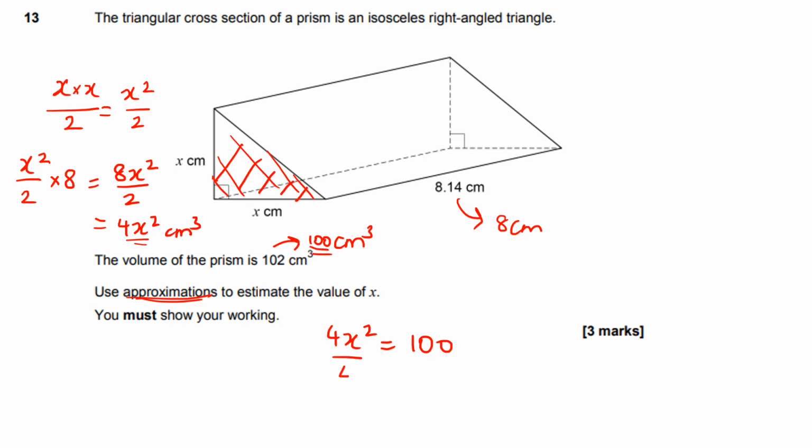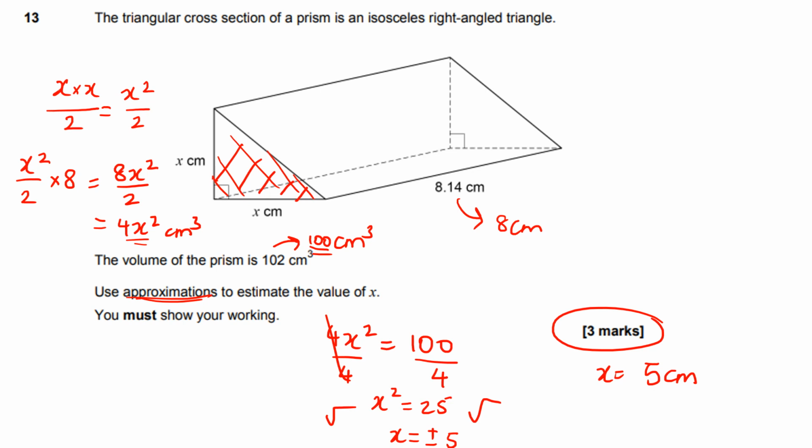So I'm going to have to solve it as an equation. It's going to be dividing both sides by 4. So that's going to give you x squared is going to be 25. We'll need to square root both sides. x therefore is going to be positive or negative 5. But since we're looking for a length, we can't have a negative length. So our answer is going to be 5 centimeters for x. And this is how I get full marks from this question.